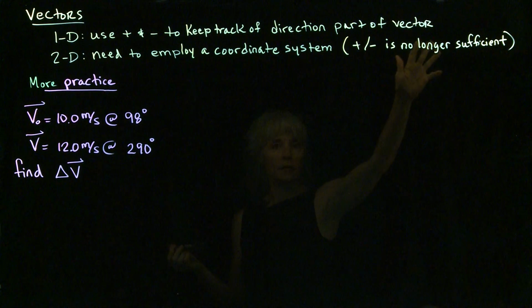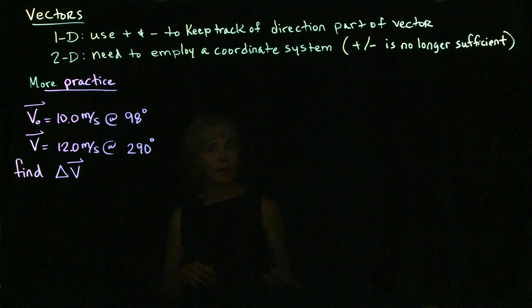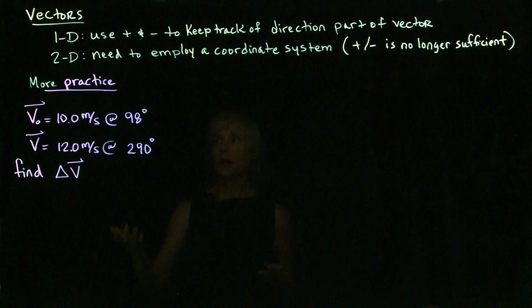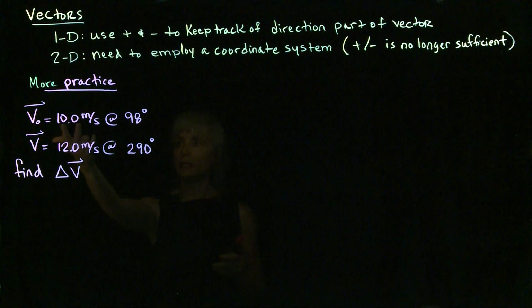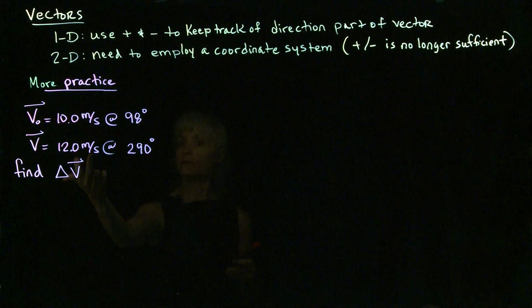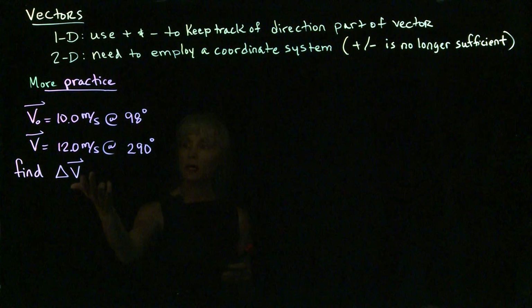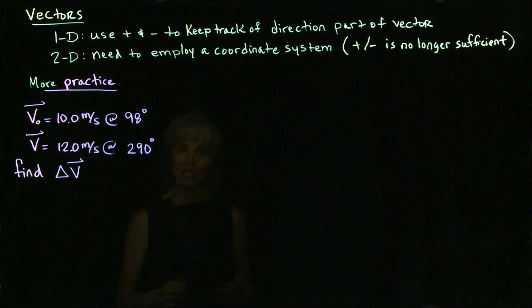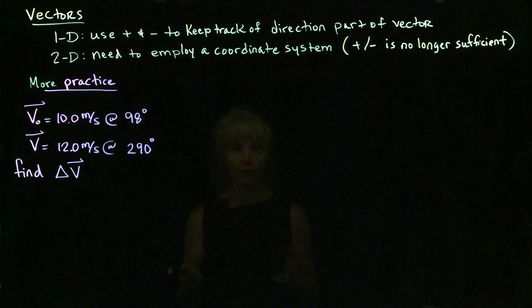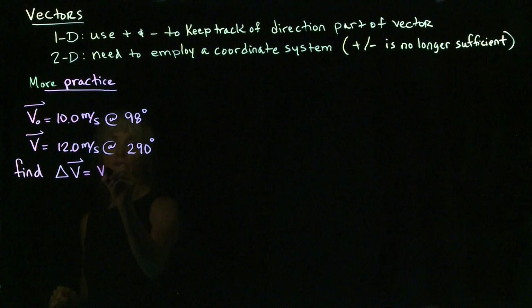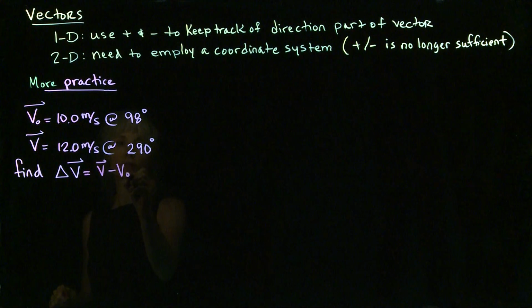Positive and negative is no longer sufficient because now we have lots of different directions we can go when we are allowed to move within a plane. So what I've done over here is define an initial velocity and a final velocity, and both of them are being defined in MAD form. And I want to know what is the change in the velocity for this object. So this is the goal. And remember that the change in the velocity is the final velocity minus the initial velocity.